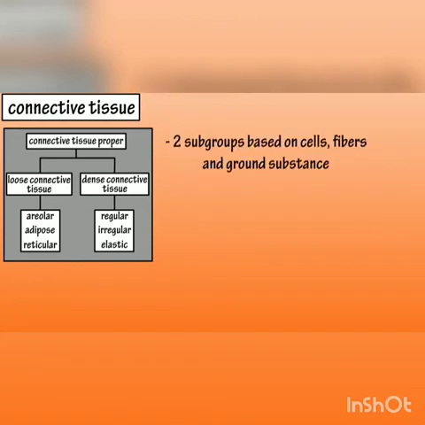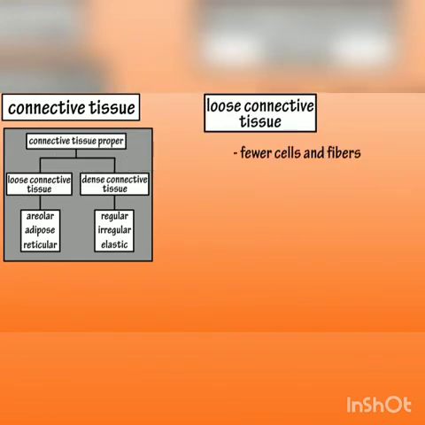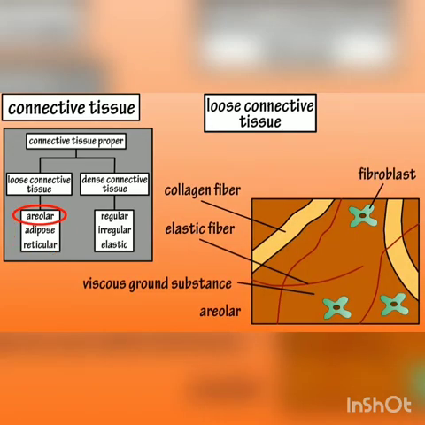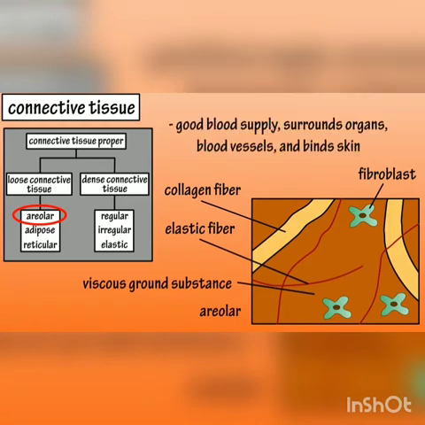From the name itself you can understand they are loosely arranged. For example, it has three: areolar, adipose and reticular tissue. Areolar connective tissue is found beneath the skin. It acts as a support framework for epithelium and as a reservoir for water and salts for the surrounding body tissues. Hence, it is called tissue fluid.